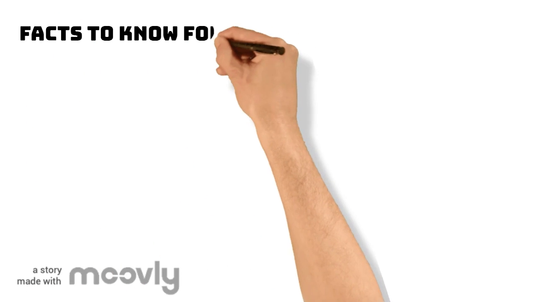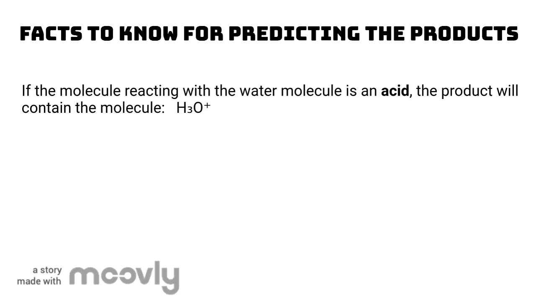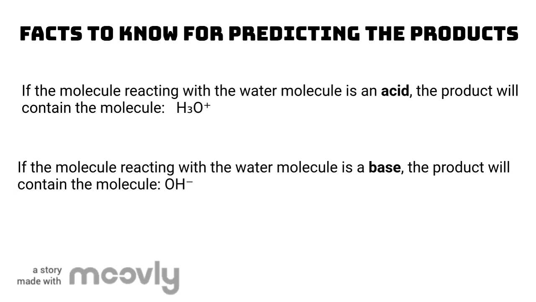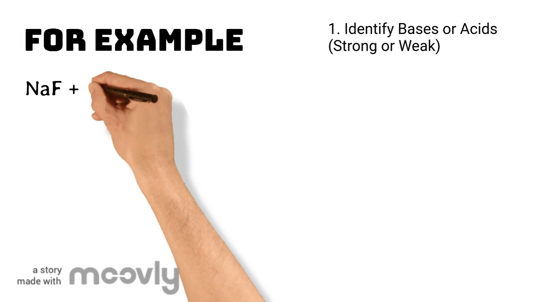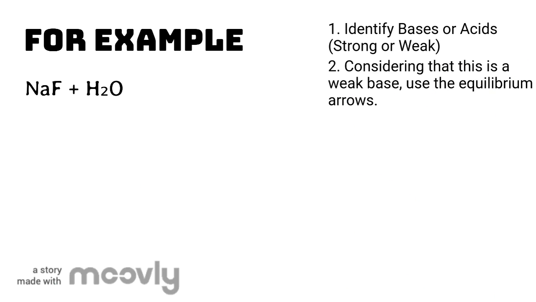Predicting the products. Okay, now let's do a step-by-step example for predicting the products. For example, NaF plus H2O. The first step is to identify your bases and acids, and whether they are strong or weak. Second step, identify which equation arrow you should use. In this case, it's an equilibrium.